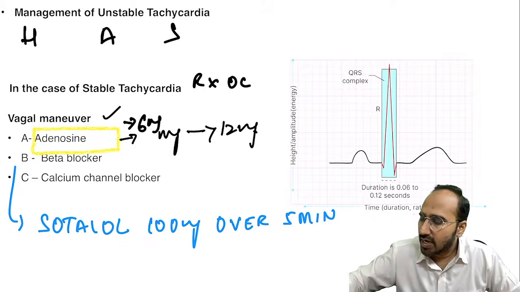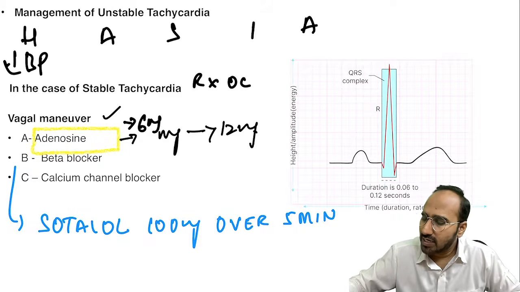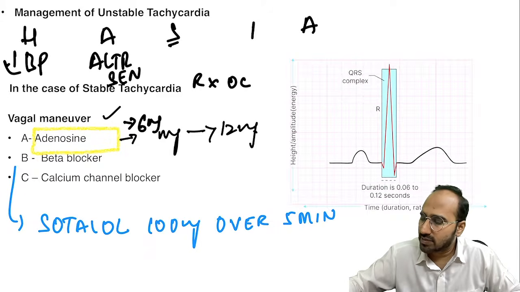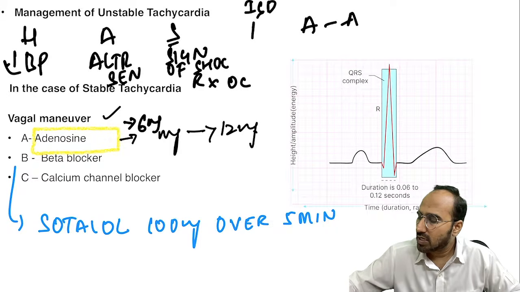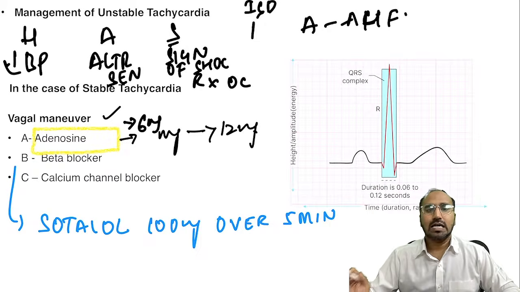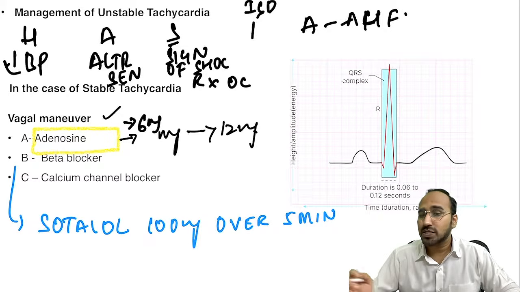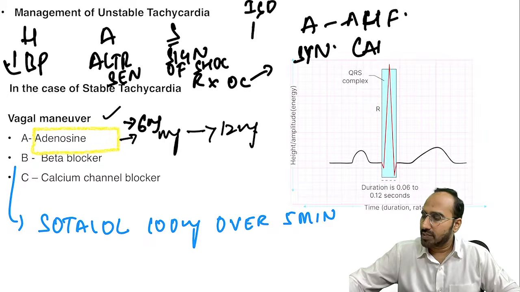HAS-IA. What does it mean, guys? Hypotension, altered sensorium, signs of shock, ischemic chest discomfort, acute heart failure. If the patient is having unstable tachycardia, the management is what? Treatment of choice for unstable tachycardia is synchronized cardioversion. Very, very important. Synchronized cardioversion.